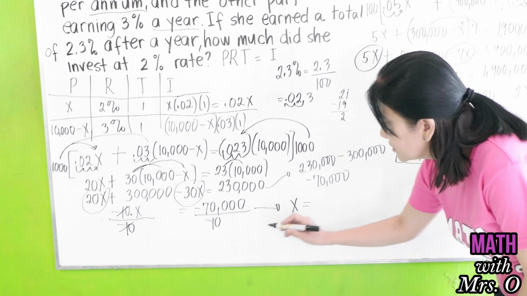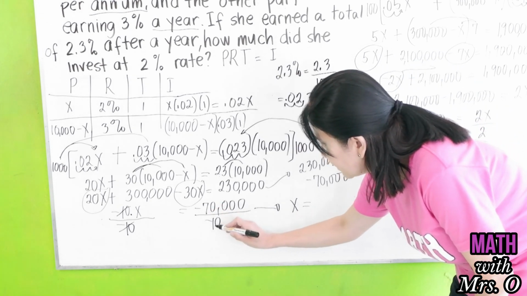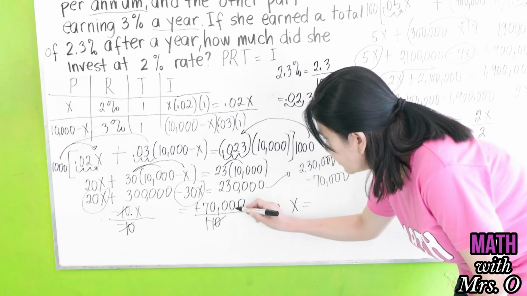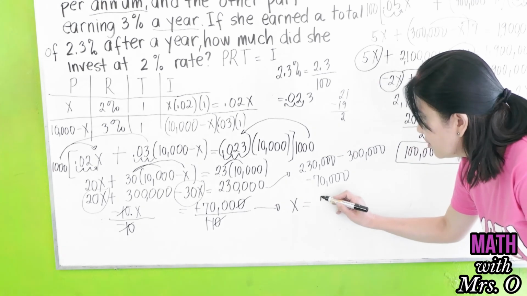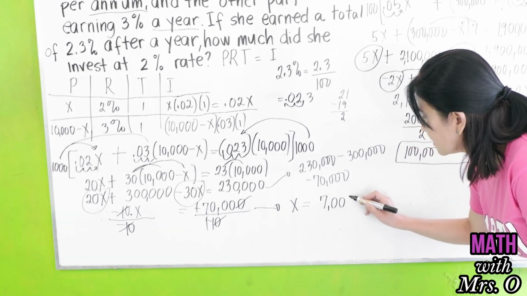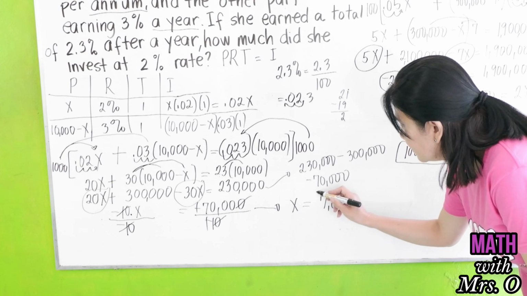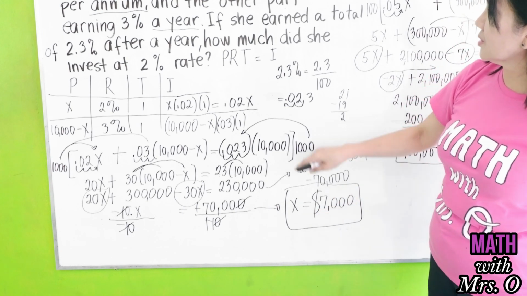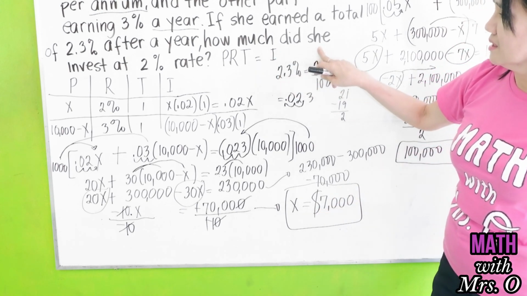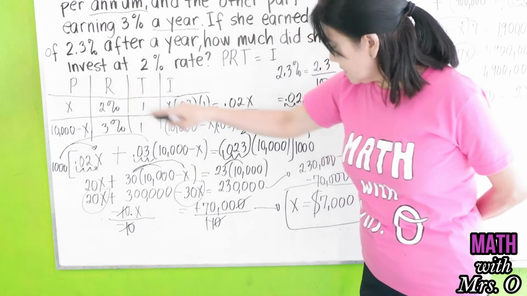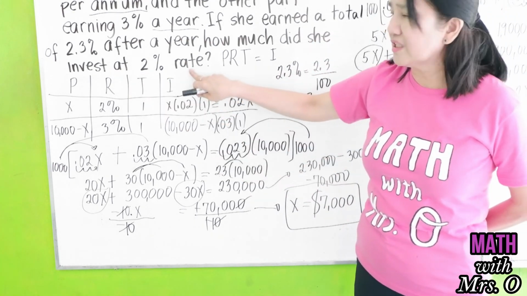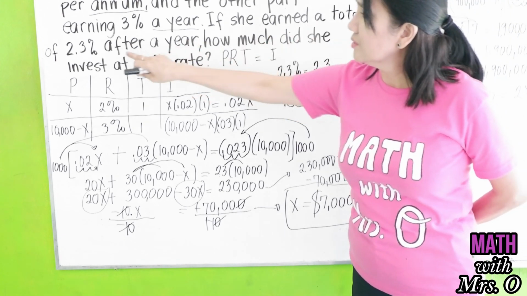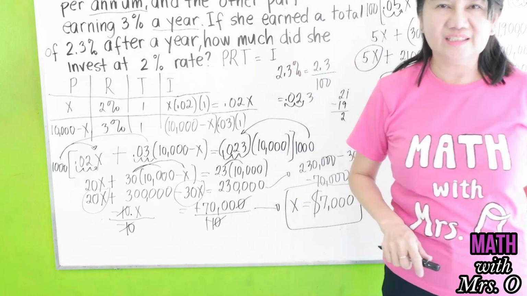X is now equal to, negative over negative is positive. When you're dividing by 10, you simply remove one 0, so we get $7,000. This is in dollars. So therefore, the answer to the question is, she invested $7,000 at the 2% rate in order for her to earn a total of 2.3% after a year.